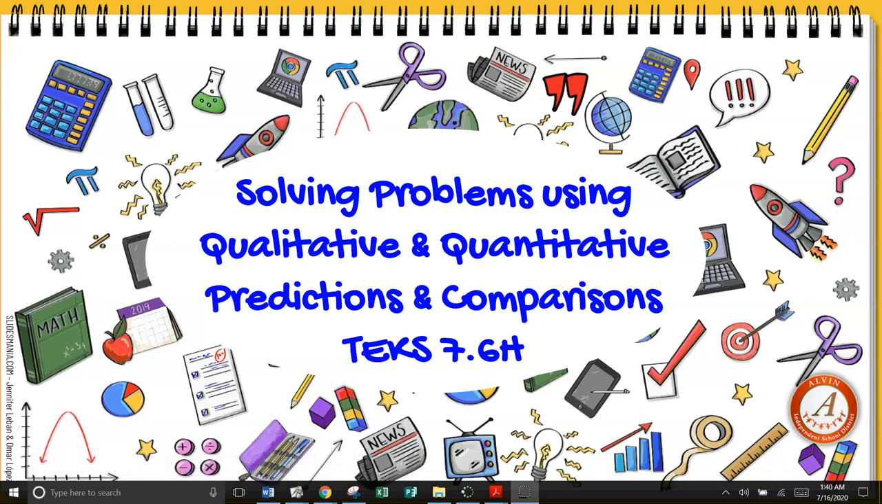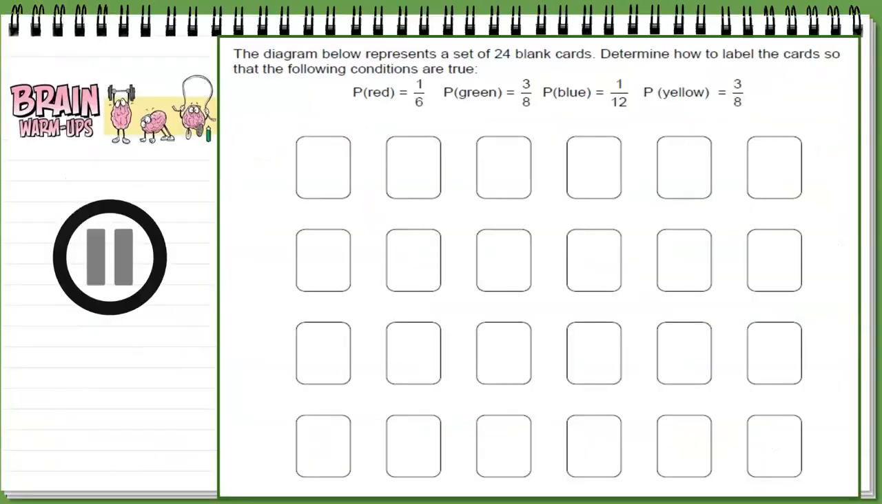Welcome, Alvin ISD students. Today's video lesson is over solving problems using qualitative and quantitative predictions and comparisons within probability. The standard is 7.6H. To get us started, we're going to do a brain warm-up.